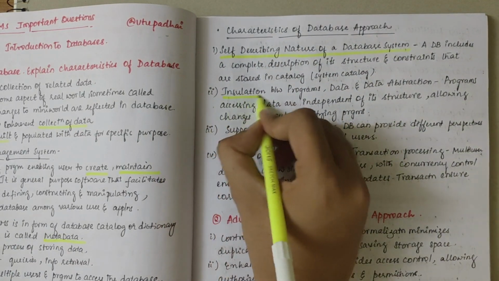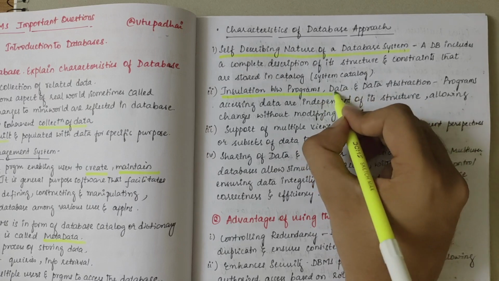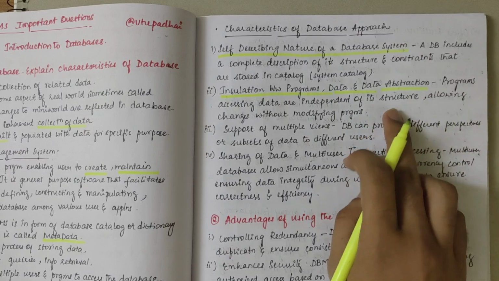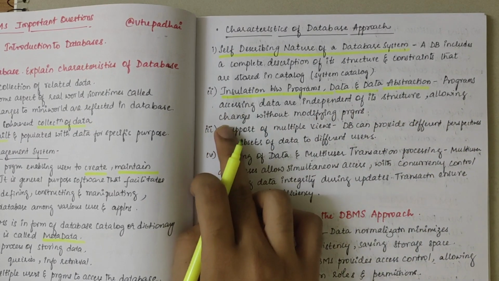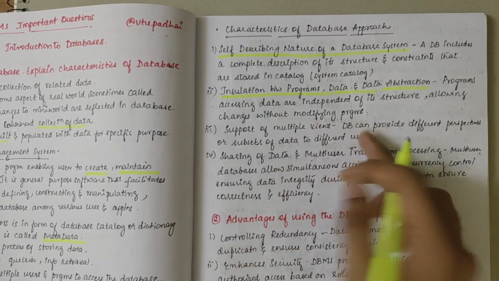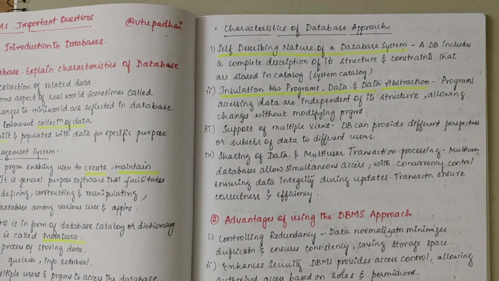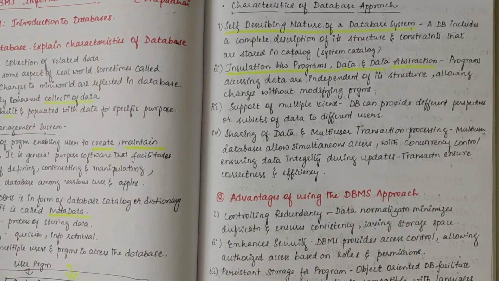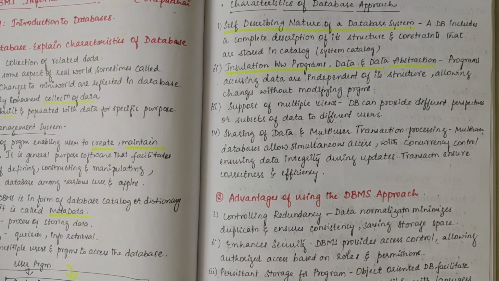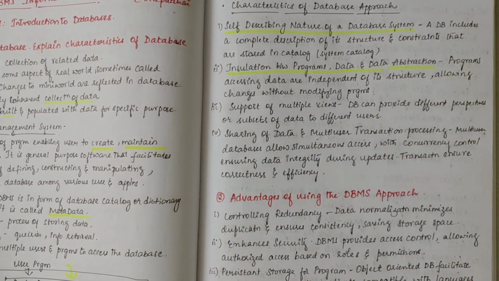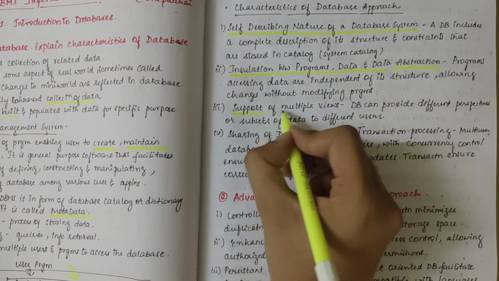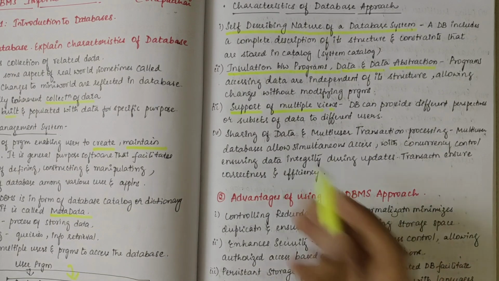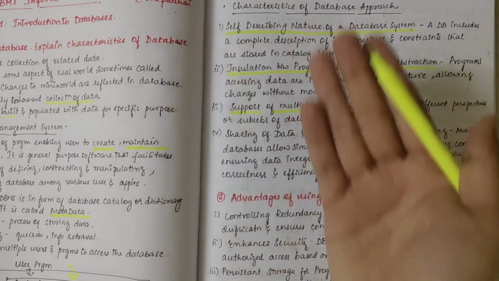The second point is that it creates insulation between programs, data, and data abstraction. Programs accessing the data are independent of its structure, allowing changes without modifying the programs. Data abstraction means the user cannot have complete insight of the data; only the queries he gives would be reflected. Then we have support of multiple views. Depending on who the user is, multiple views are provided. We'll discuss different users in the next question.